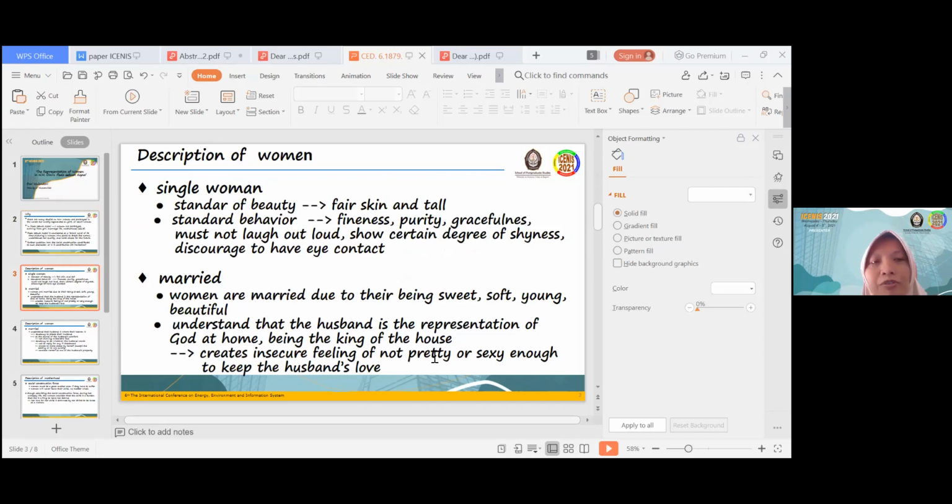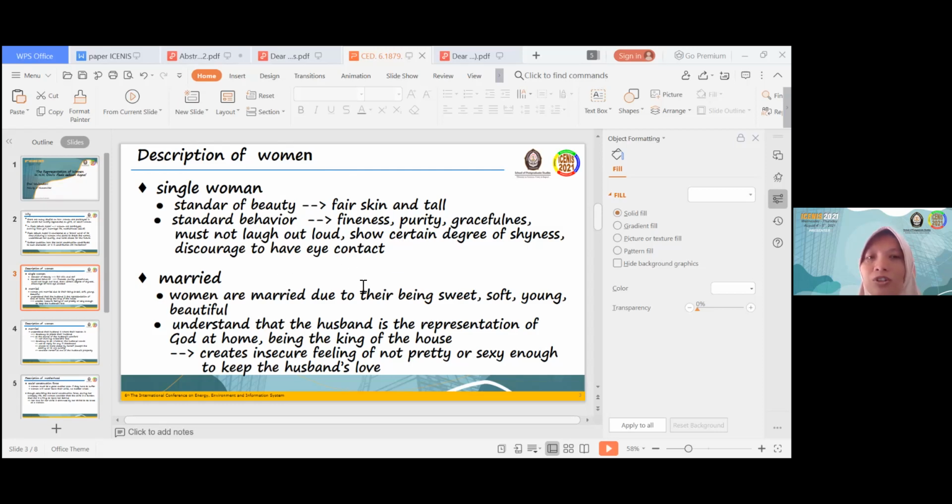So the descriptions of women have four points actually. It's about single women, married women, women-related works, motherhood, and the last one is also how women see love and men. In single women, there are standards of beauty and standards of behavior. The standard of beauty is that they have fair skin and are tall. I think it still applies today that women are regarded as beautiful when they have fair skin and are tall.